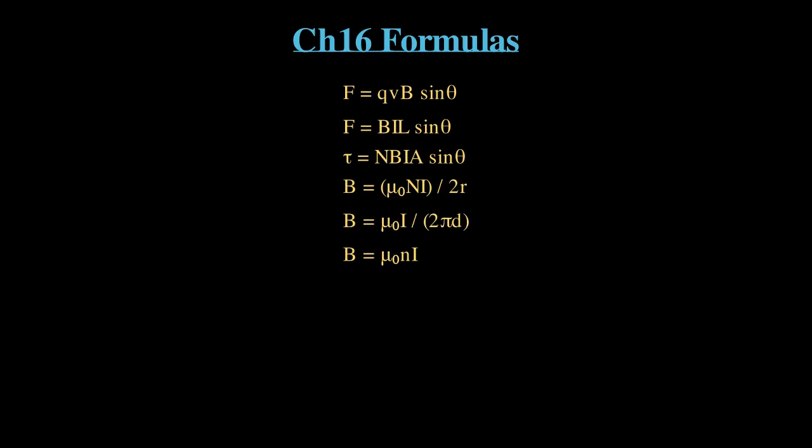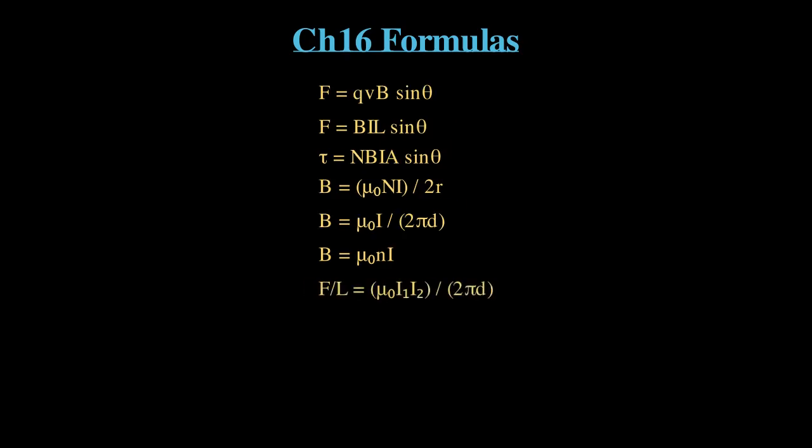Inside a long solenoid, the magnetic field is uniform and given by B equals mu naught small n I, where small n is the number of turns per unit length. And the force per unit length between two parallel conductors is F over L equals mu naught I1 I2 divided by 2 pi d. Memorize these, they are your best friends.